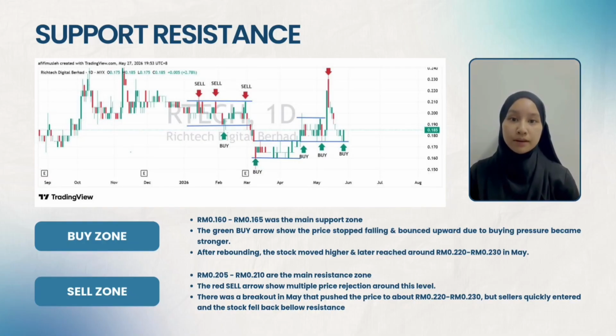First, buy when the price reaches a strong support level and starts to bounce upward. This gives a better chance of buying at a lower price. Second, sell or take profit when the price reaches a strong resistance level and begins to show signs of rejection. This helps investors lock in their profit before the price starts falling. Finally, hold when the price is trading between support and resistance.